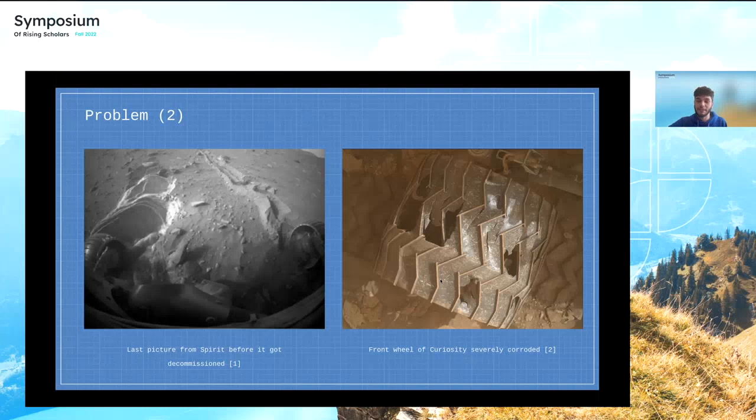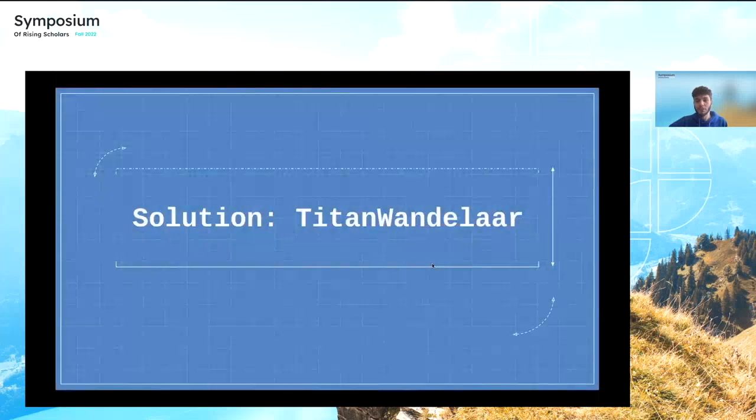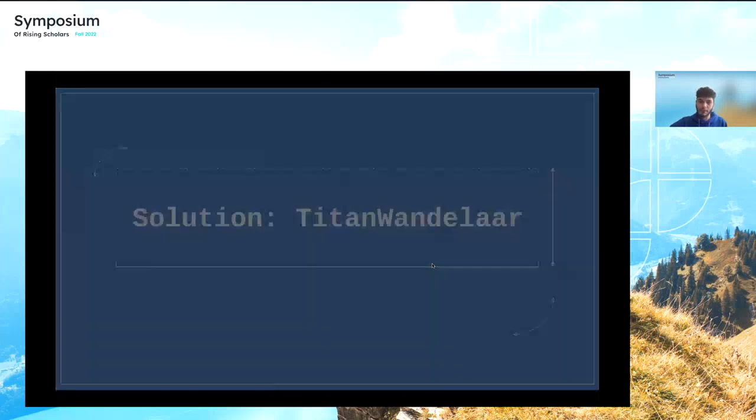So these are two of the biggest problems that we've seen with the Rocker-Bogie design, and NASA has decided to ignore them because it mostly works. It has these little hiccups, but there's already been a lot of resources put into furthering this design and making lots of different variations and models of it. So they kind of don't want to move away from this model. So this is where my project comes in.